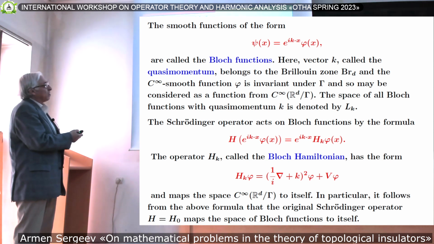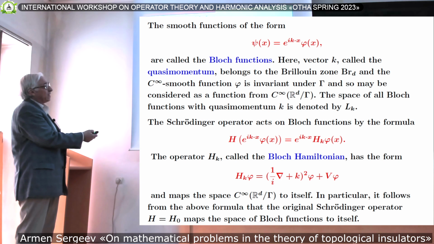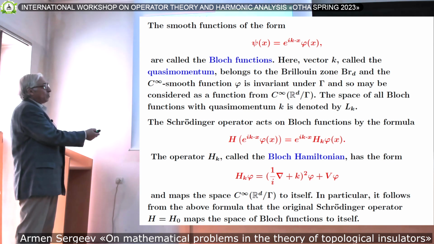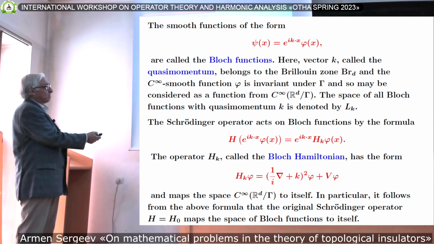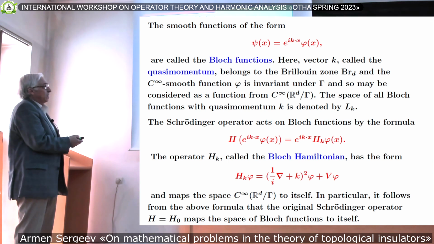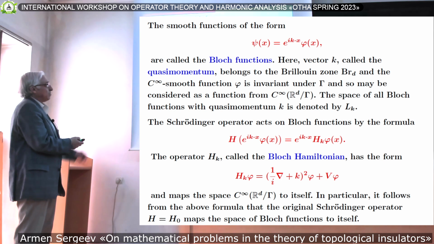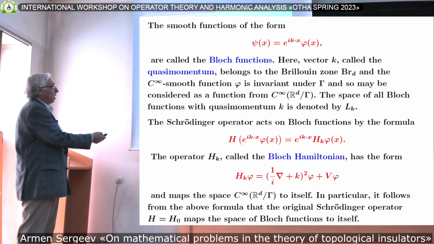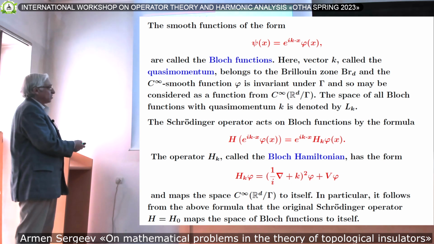If you apply the Schrödinger operator to such Bloch functions, we will get the following. Again, this exponential, and this is some Hamiltonian, some operator here. H sub k is called the Bloch Hamiltonian, and it has the following form. Here is the vector gradient plus k. This is a scalar product, phi plus V phi. This H_k, which is one of the main notions, as I said, maps the space of smooth functions on the torus to itself. In particular, it follows from this formula that the original Schrödinger operator H maps the space of Bloch functions to itself.